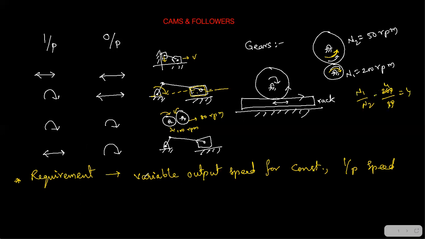But the requirement in my mechanism is that I need variable output. Output is not a fixed value or a constant value. Output is varying. Output speed also is varying. But input speed is constant. It means if I fix a motor to the input, then it's constant. And sometimes we need, I'm giving another requirement with which the above cases are difficult to satisfy.